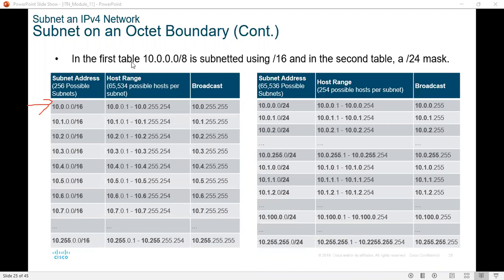So if we are using /24, now, ideally, the IP address is 10.0.0.0, which is of 255.0.0.0. Now, we want to use /24. How many hosts are we going to be having?